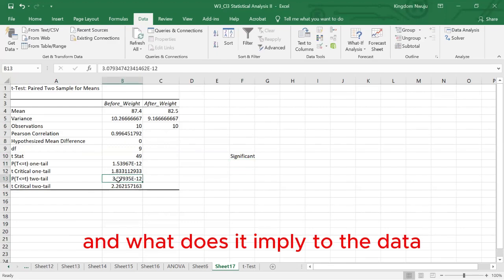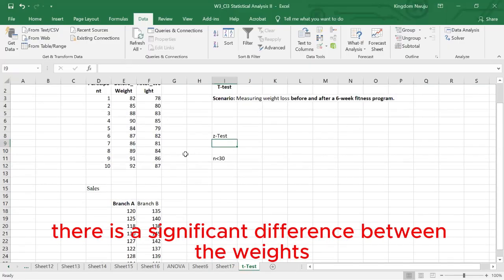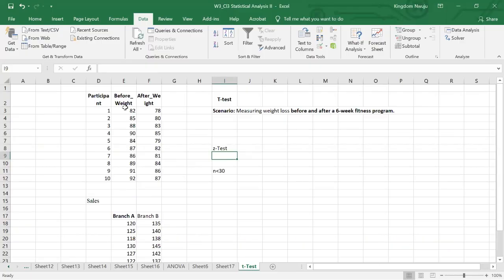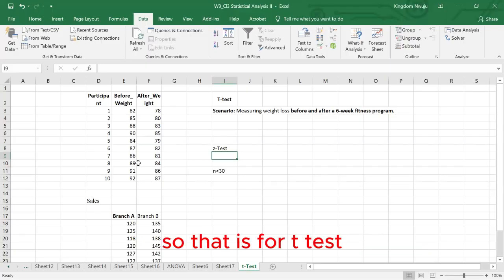And what does it imply to the data? It simply means that there is a significant difference between the weights of these individuals as measured before weights and after weights, okay? So that is for t-test.